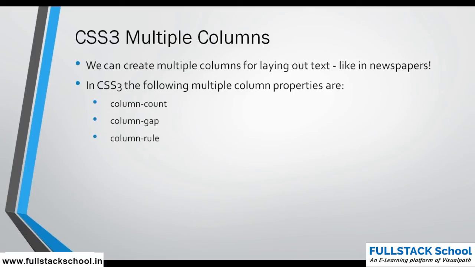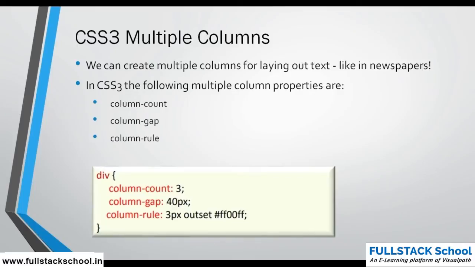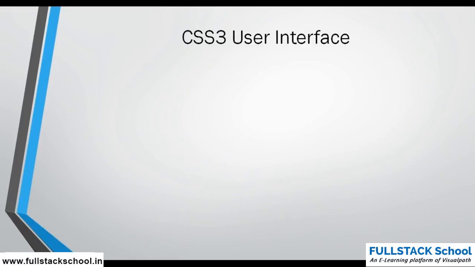In CSS3, the following multiple column properties are column count, column gap, column rule. So below is the example where you can see the syntax for count, gap and rule. So let us move next.